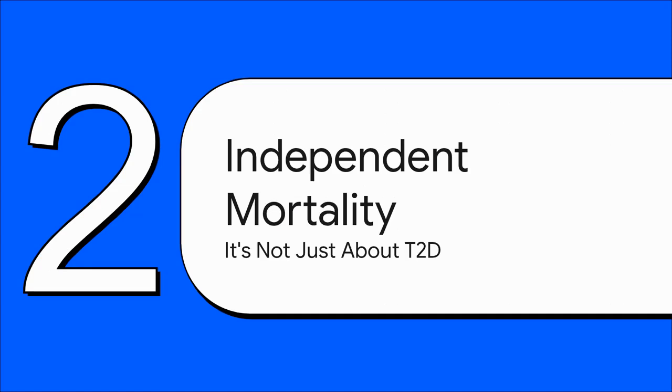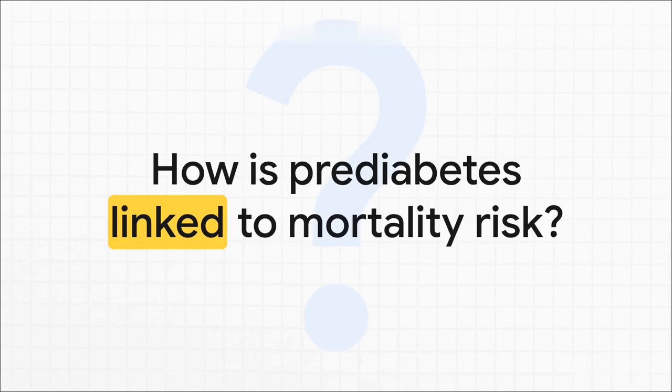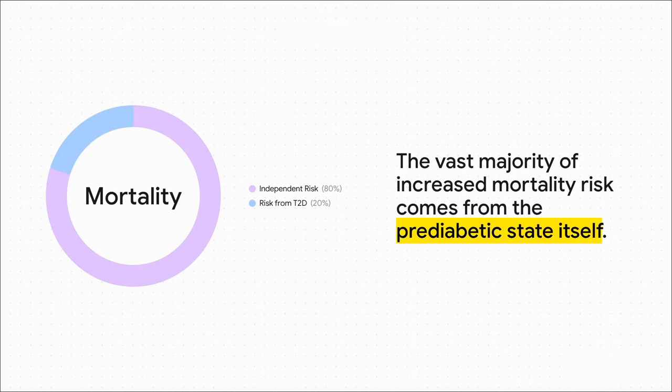Okay, section 2. This is a huge, high-yield concept. The danger of prediabetes is not just about the risk of it turning into diabetes later. No, it is a significant risk factor all on its own. So how does that work exactly? Is prediabetes just a warning shot, a simple signpost on the road to diabetes, or is it an active player causing damage right here, right now? Understanding this is key. And here's your answer, loud and clear.